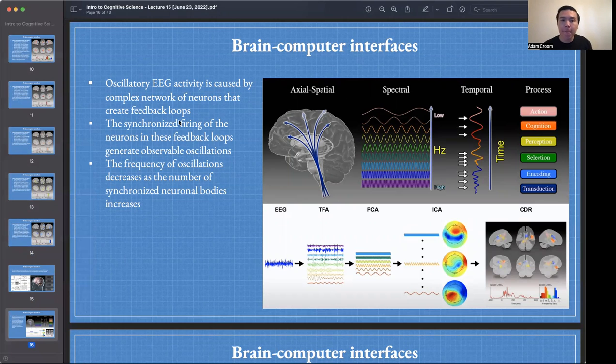Oscillatory EEG activity is caused by complex networks of neurons that create feedback loops. This synchronized firing of the neurons in these feedback loops generates observable oscillations. The frequency of oscillations decreases as the number of synchronized neural bodies increases. That's why, as we move up the axial spatial hierarchy, we're incorporating more components, so the frequency of oscillation decreases, because the number of synchronized neural bodies increases.